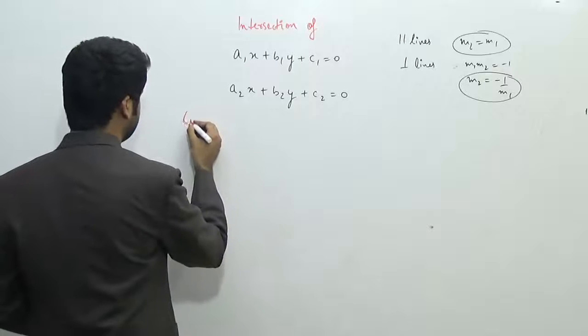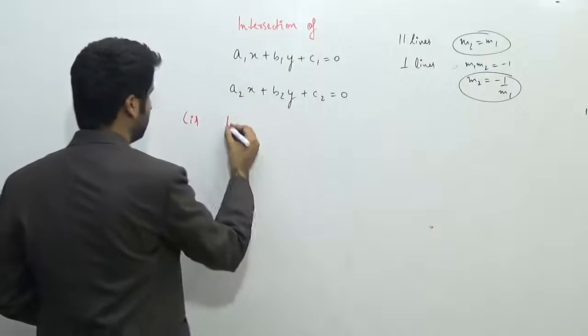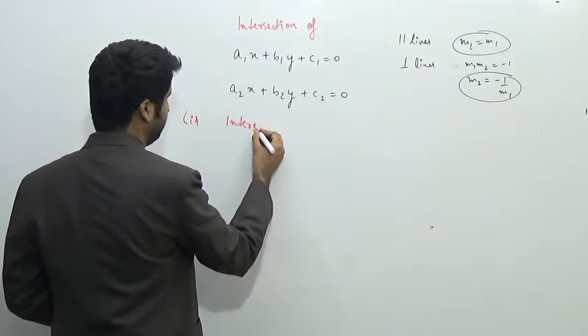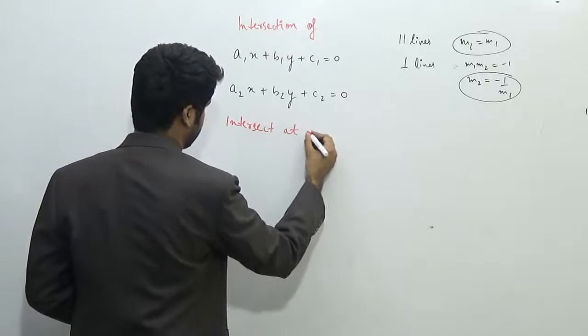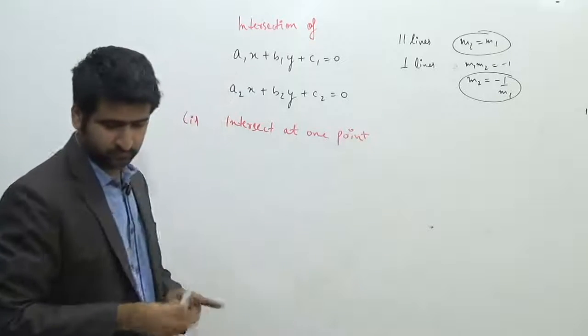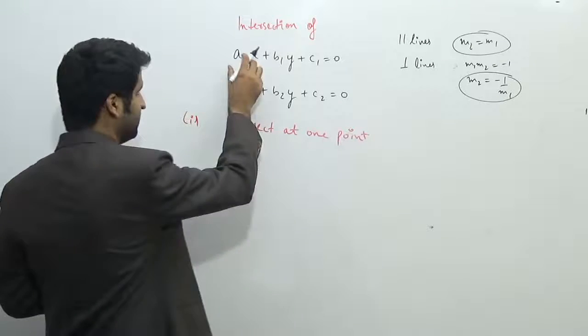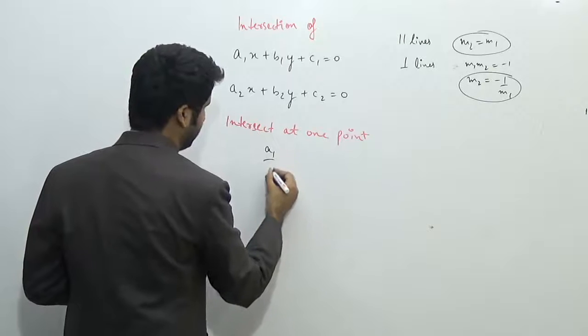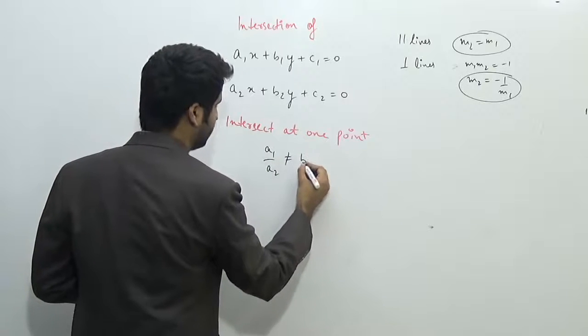The first case is intersecting at 1 point. If these two lines intersect at 1 point, the condition is that A1 upon A2 is not equal to B1 upon B2.